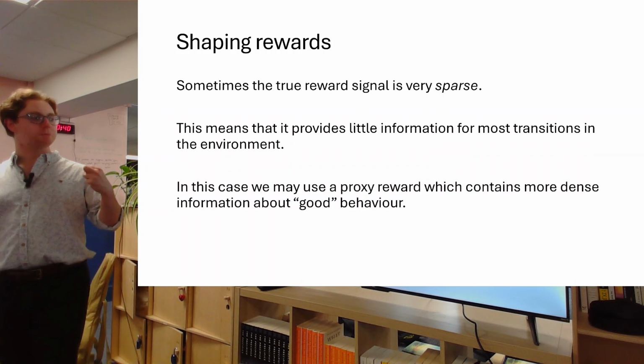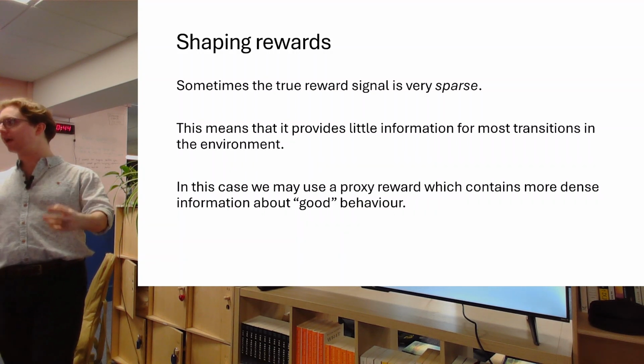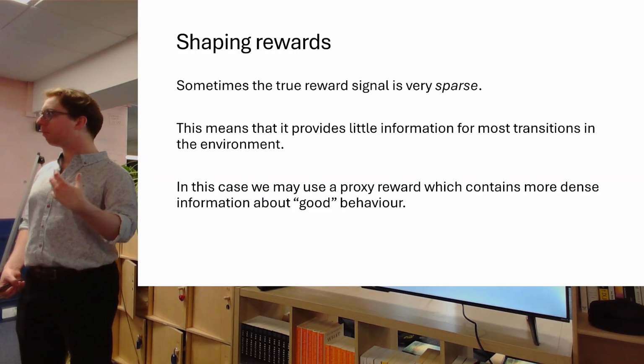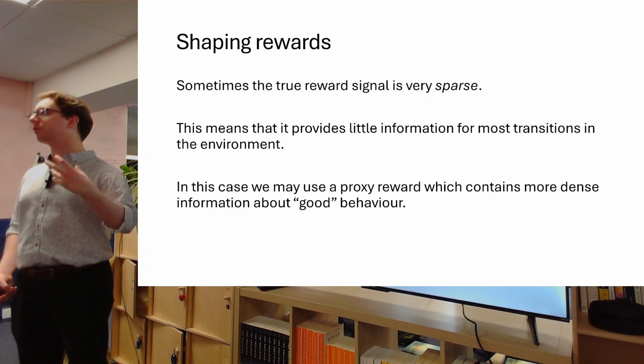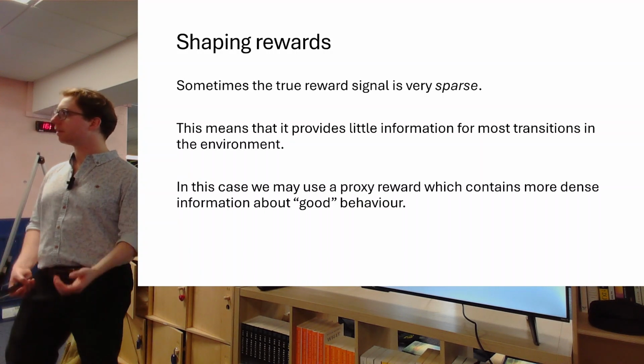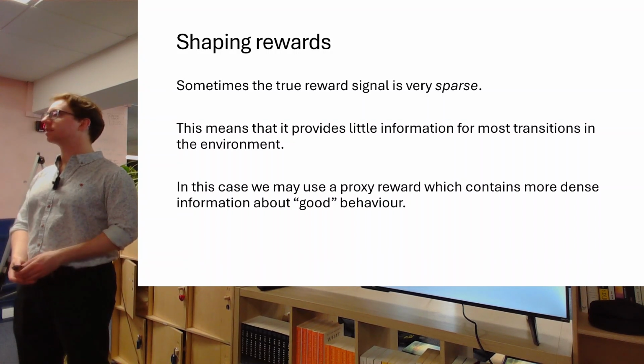And in this case, we might use a proxy reward that contains more dense information about what good behavior looks like. So I might use a proxy reward that says, for example, that I'm going to give points to my RL agent whenever it captures pieces from the opponent, right? And give it a punishment, so a negative reward, whenever it loses pieces to the opponent.